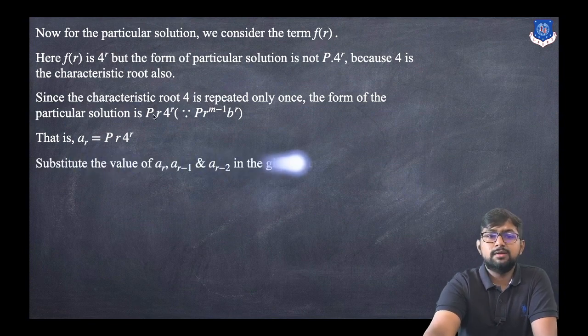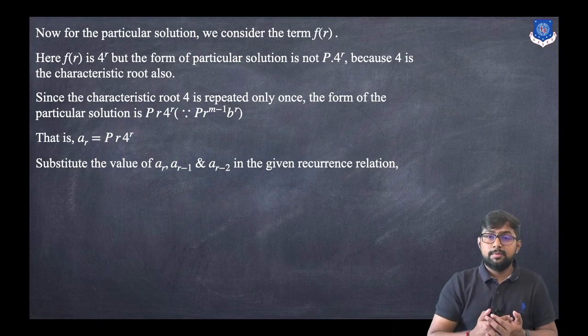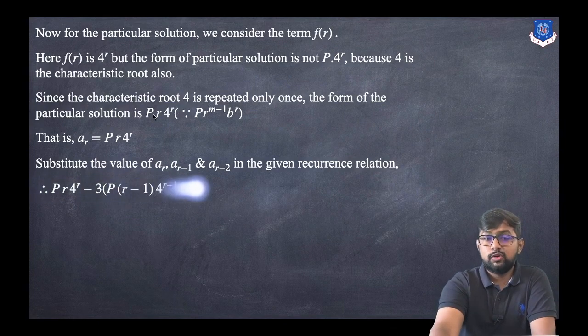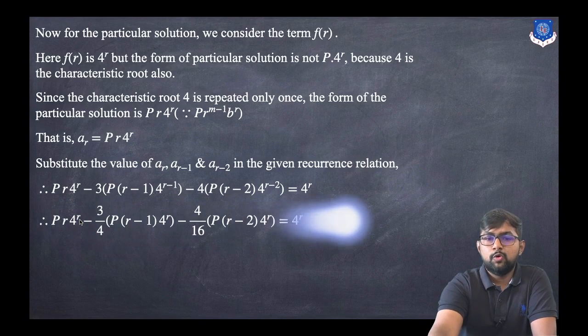So in the same manner, just substitute all these values, that is the value of a_r, the value of a_(r-1) and the value of a_(r-2) in the given recurrence relation. So what will we get? We will get this type of equation. Now just open the brackets.